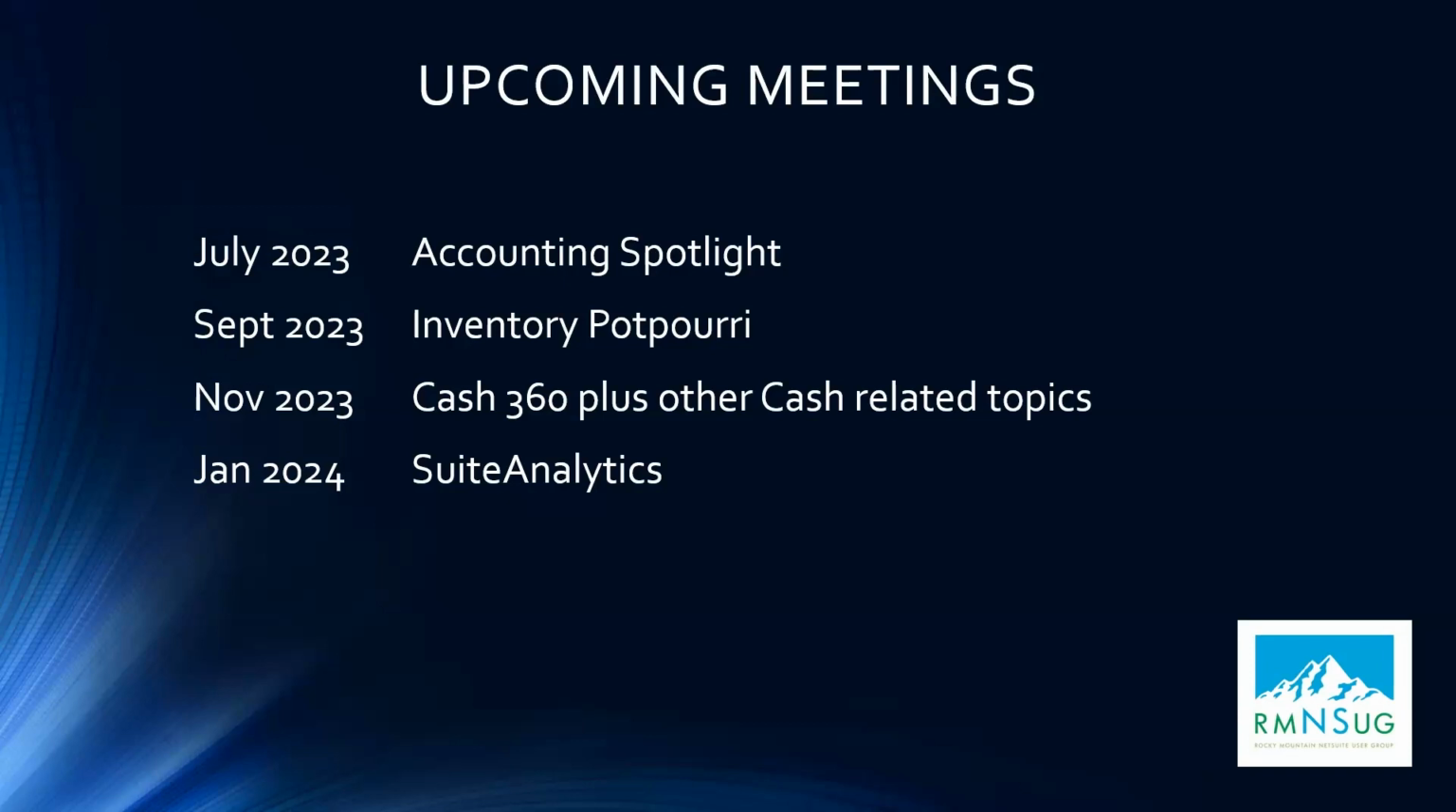In November, we're going to do Cash 360 plus other cash related topics. So the Cash 360 SuiteApp, I believe, is available now, and we're gonna highlight that and talk about what that looks like. We have done a cash-related topics meeting in the past, and that was a little bit of a potpourri as well. So we're gonna do Cash 360 plus some other cash-related topics at that time. And then in January, every January, we do a Suite Analytics meeting. So Suite Analytics includes save searches, Suite Analytics workbooks.